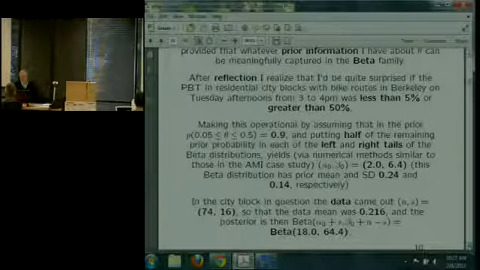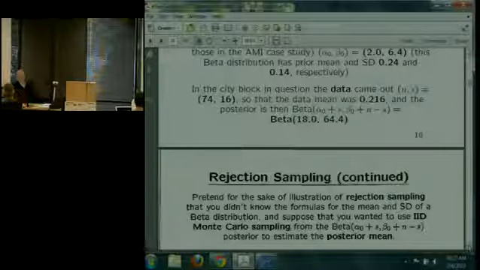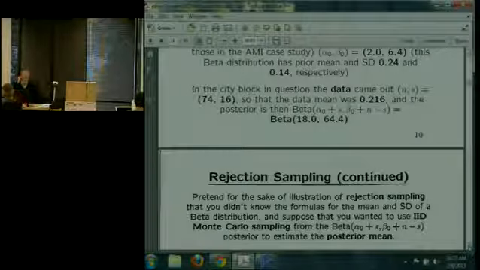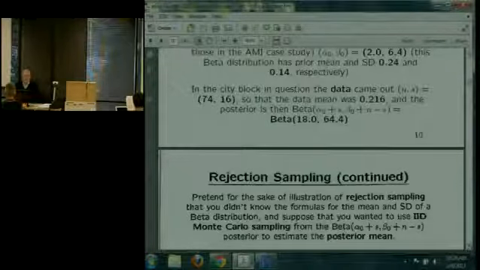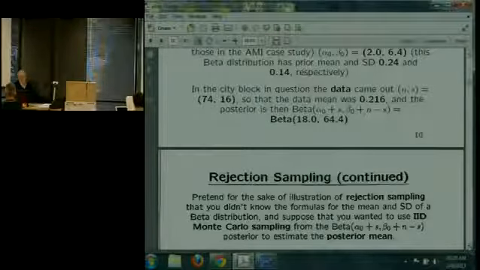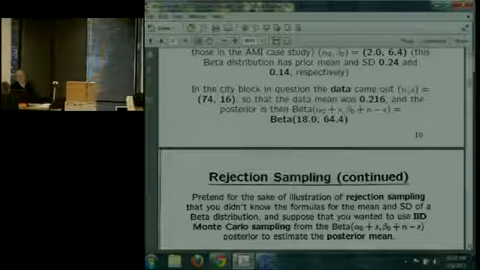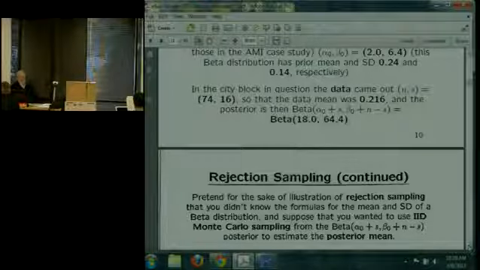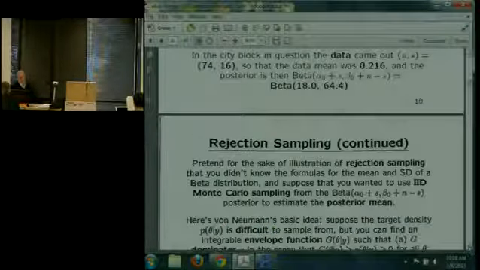Now, again, let's pretend, for the sake of illustration of rejection sampling, that we didn't know the formulas for the mean and standard deviation of a beta distribution. In fact, we know the answer is alpha over alpha plus beta, so 18 over 18 plus 64.4 is the right posterior mean. And suppose that you wanted to use IID Monte Carlo sampling from that particular beta posterior distribution to estimate the posterior mean. Well, here's Mr. von Neumann's idea.